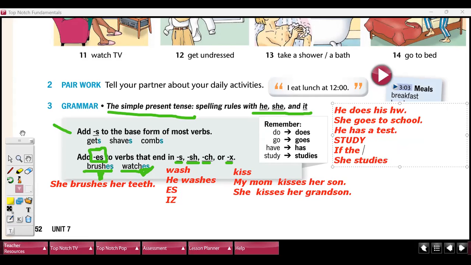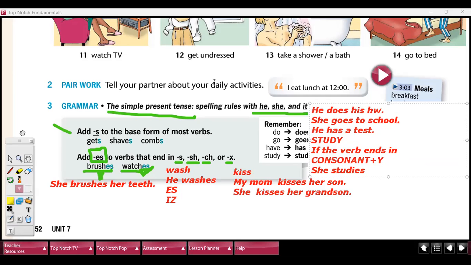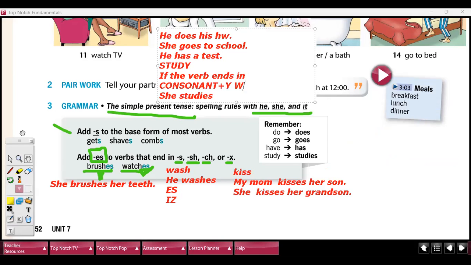Pongo por aquí la regla. If the verb ends in consonant plus Y. Si un verbo termina en consonante más Y, ¿qué es lo que vamos a hacer nosotros? Vamos a reemplazar. Change Y or I. Okay. Entonces quiere decir que si un verbo termina en consonante Y, ¿qué vamos a cambiar? La Y por una I. Y luego agregamos ES. She studies.